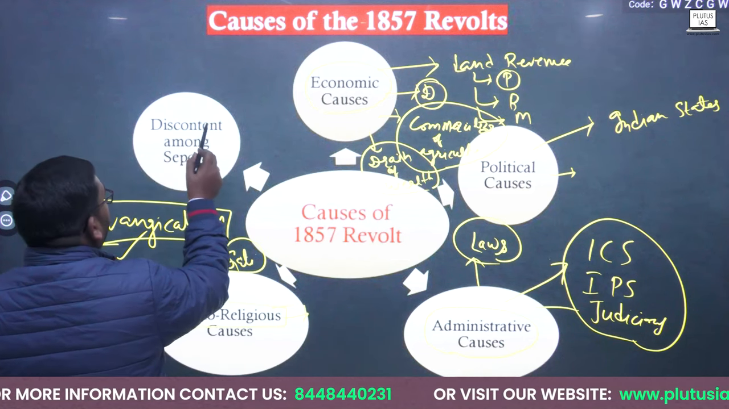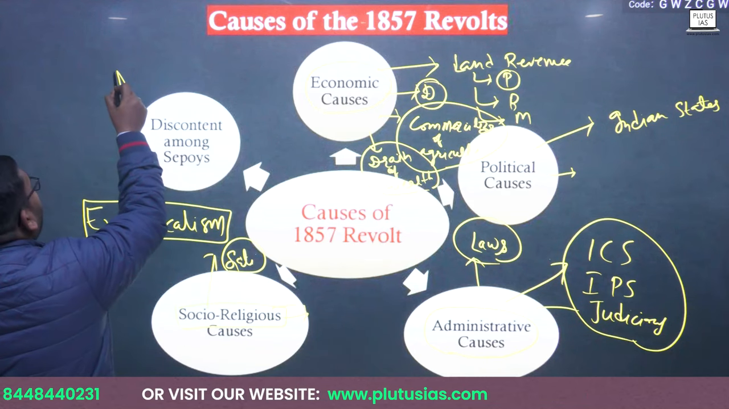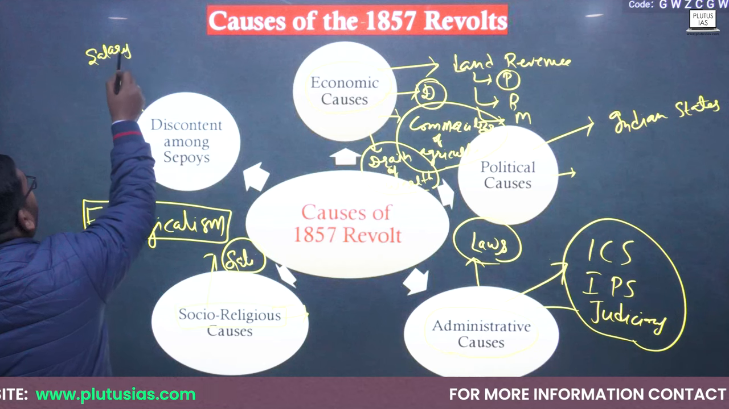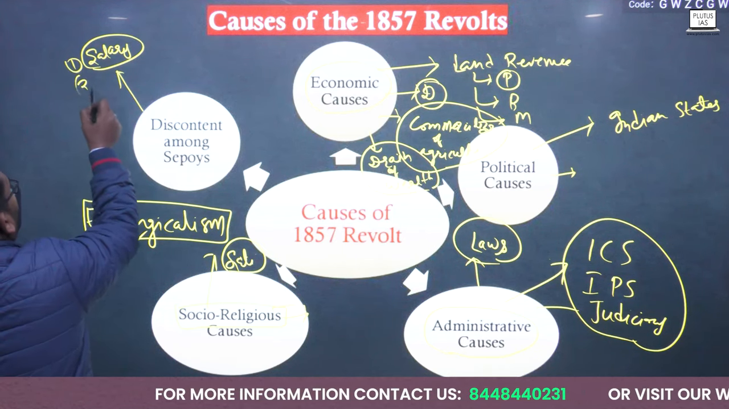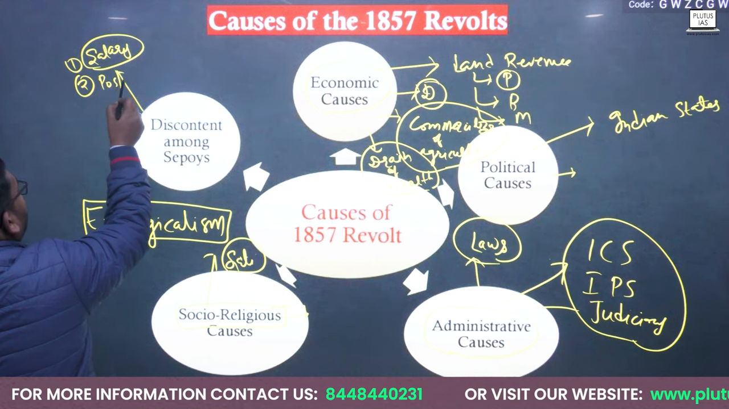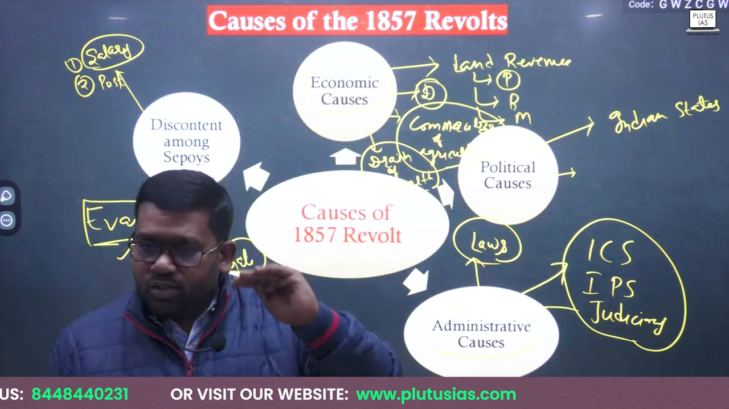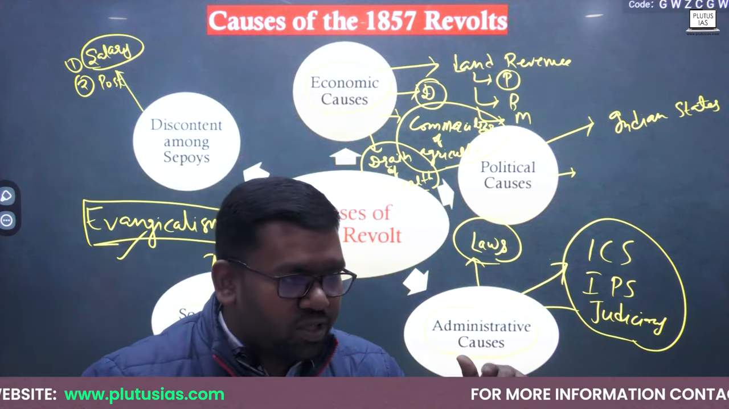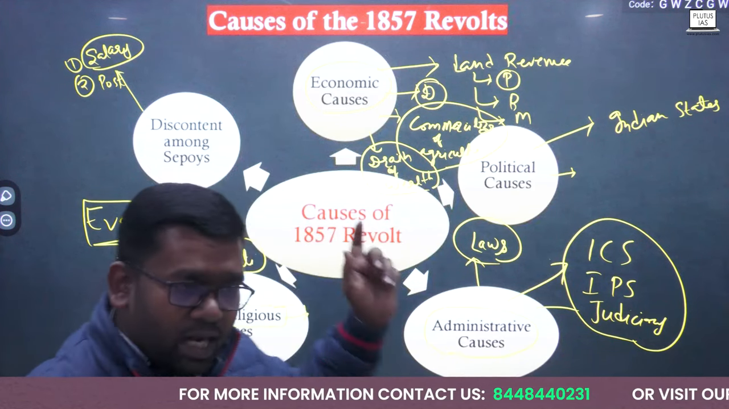Then we have discontent among sepoys. How? Because their salary was not good. The other point is salary. The second point is post. The maximum post given to any Indian soldier was subedar. Subedar means a sub-inspector type post. So they were not promoted beyond subedar. So post is important, and salary is not good.